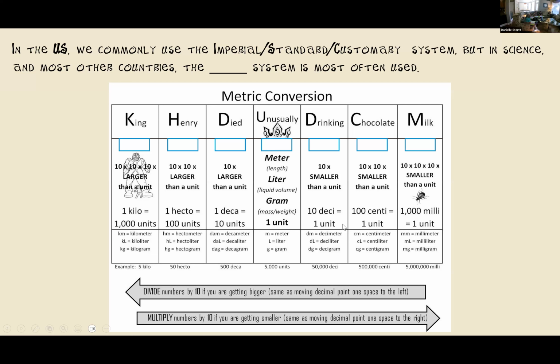So we remember it by saying King Henry died unusually drinking chocolate milk. The unusually we'll get to in a minute. But probably poison. Yeah, there you go. But if it's 10 times 10 times 10, or if that's 1,000 times larger than where you started, this is the starting point. What's the prefix for what goes with king? What's the prefix here? Does anybody know? Do you know, Annabelle? Unit. No, unit's going to be the middle one. What goes here? Kilo. Okay. You've probably heard kilo. Kilometer is probably your most common one. Or kilogram. Yep. So what is the H for? Emerson. Do you know?